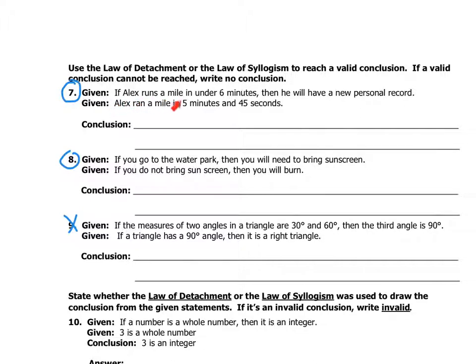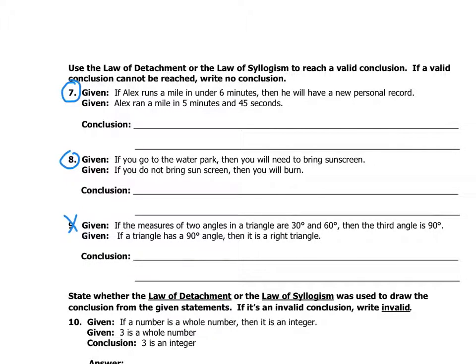If Alex runs a mile under 6 minutes, then he'll have a new personal record. So this is the condition. If he runs faster than 6 minutes, he's going to have a new personal record. Alex ran a mile in 5 minutes and 45 seconds. So what's our conclusion? All right, you need to write that here.